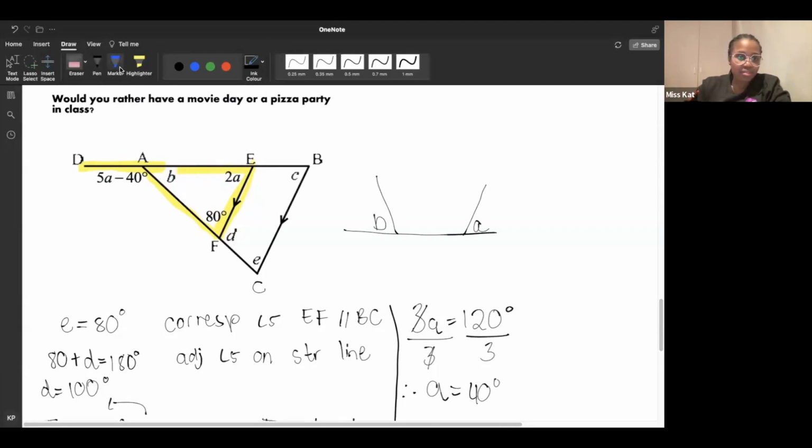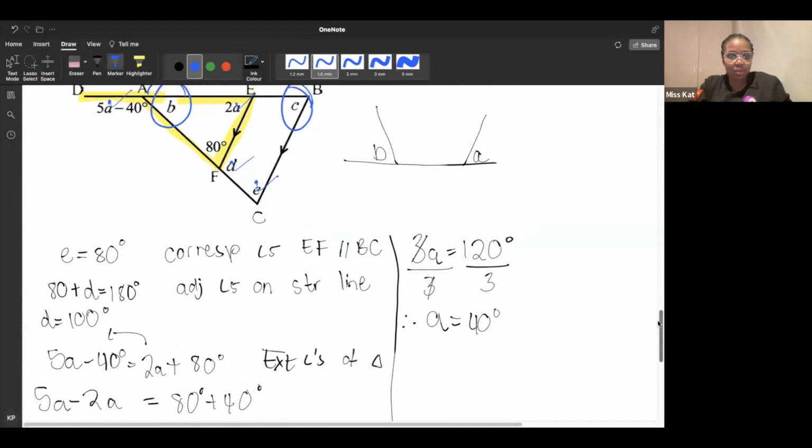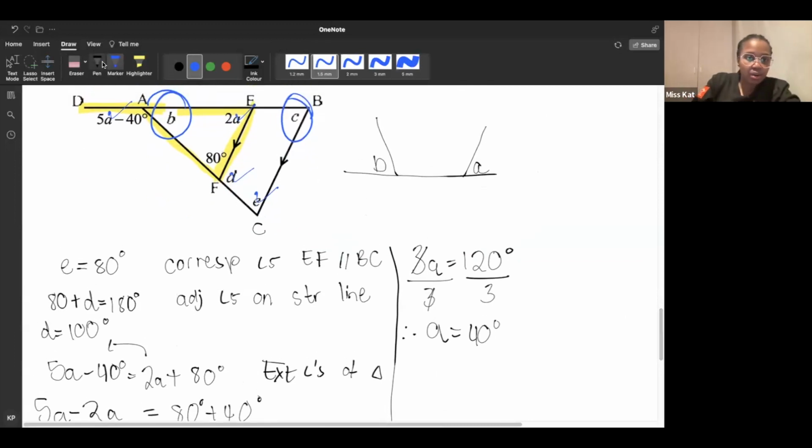So now let's have a little bit of a check-in. We figured out A, we figured out D, we figured out E. We're left with C and B. Who's going to help me with C and B? Oh, Brady says B is 20. Let's see. What's your reasoning, Brady? Let's see how you got it.